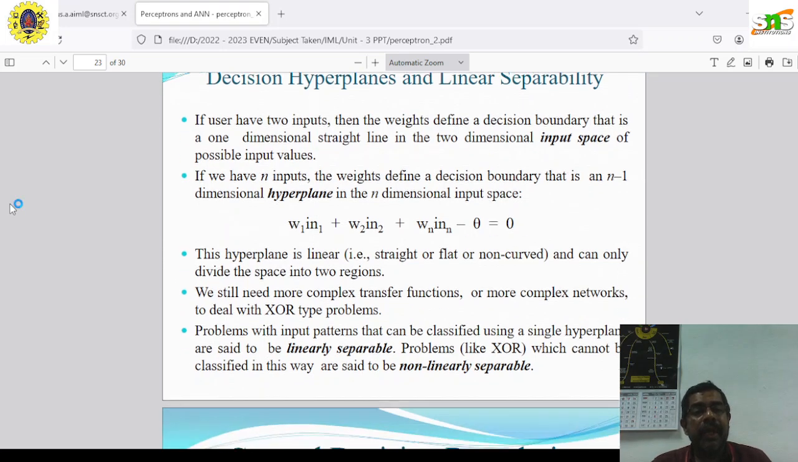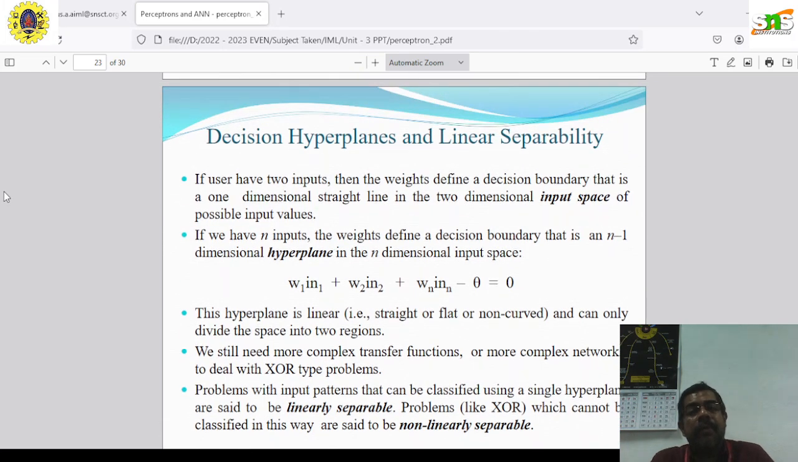If a unit has two inputs, then the weights define a decision boundary that is a one-dimensional straight line in the two-dimensional input space of the possible input values. If we have n inputs, the weights define a decision boundary that is an n minus 1 dimensional hyperplane in the n-dimensional input space: W1 x1 plus W2 x2 plus ... plus Wn xn minus theta equals 0.